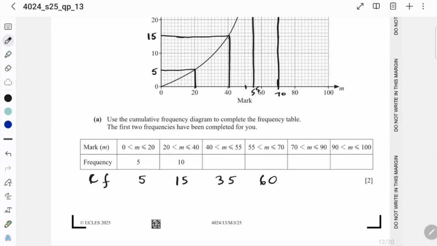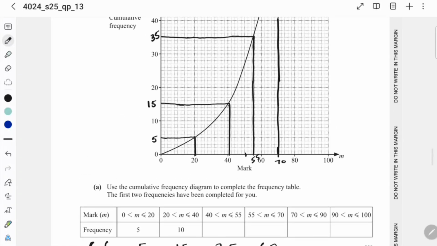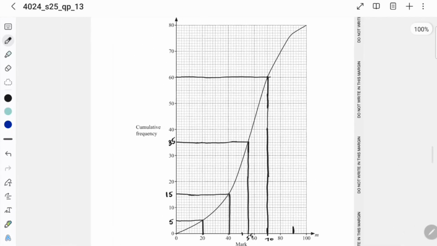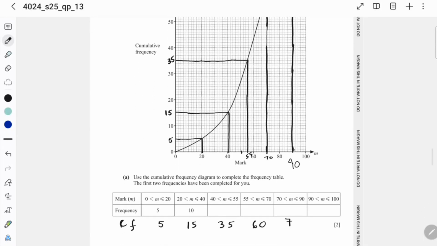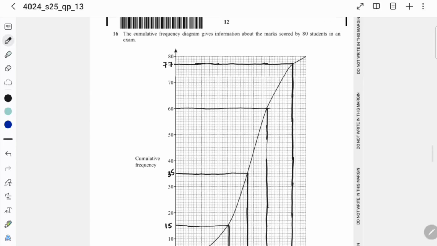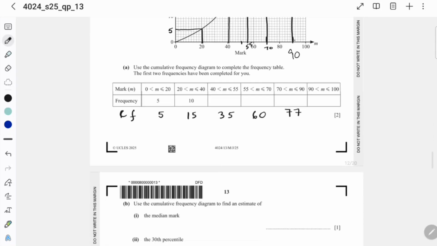The next number is 70 to 90. So we'll have to check at 90. Then where it is reaching in the curve. Please take your ruler and join them. So we had till 90 and it is reaching at just 3 boxes behind it, so that is 77. And obviously this is till 100, it is reaching at 80. No need to draw the line. Now we are filling the table. It's a 2 marks question.